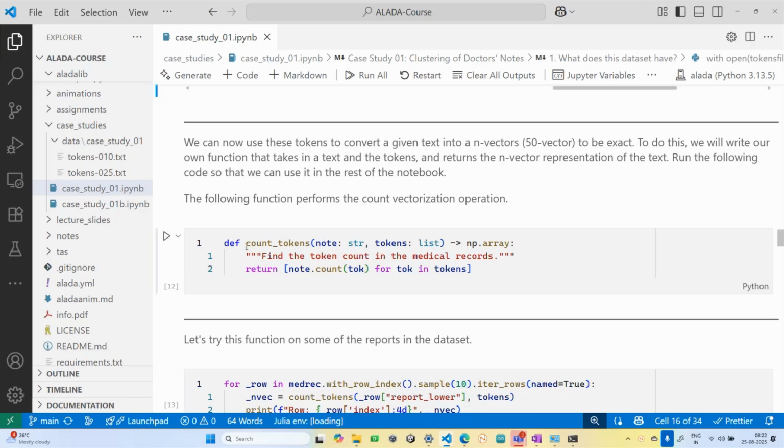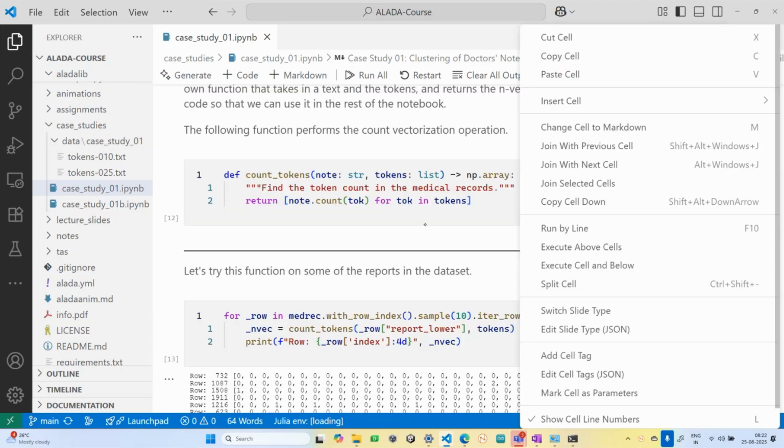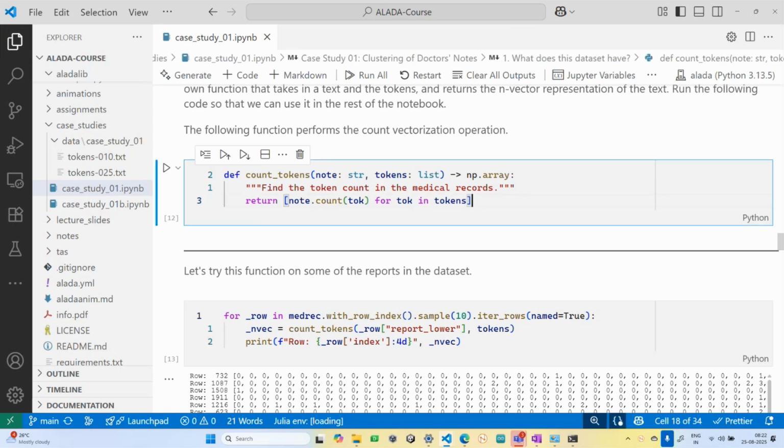Once you do that, we then have a small function here, which will essentially take the clinical note, take the list of tokens, and then simply return the n vector, that is the count for each of the tokens that you have. And again, you should understand what is written here. If you're not familiar with Python programming, then you should take a look at this and understand it, so that later on you're able to write these things on your own for the problem that you might be dealing with.